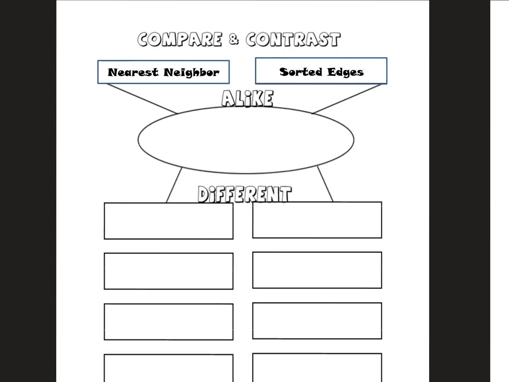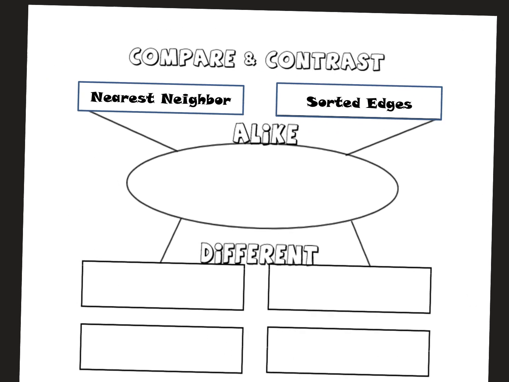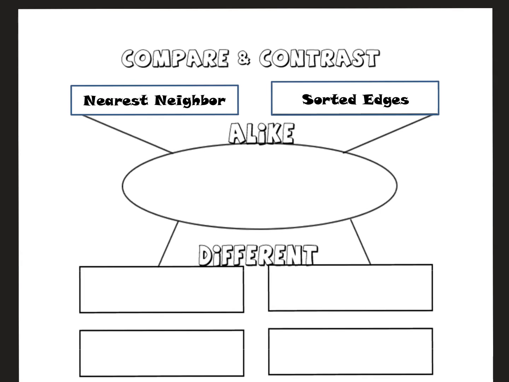We're talking about nearest neighbor and sorted edges that we've been working with for the last couple weeks. So first thing on my list is how they are alike. You guys help me out. How are these two alike? Sorted edges and nearest neighbor.